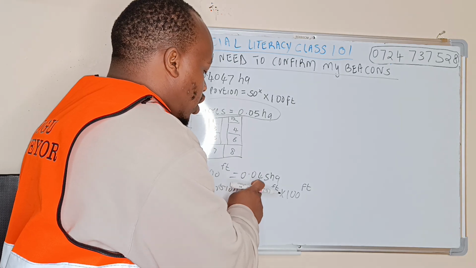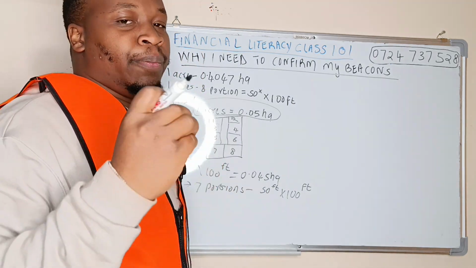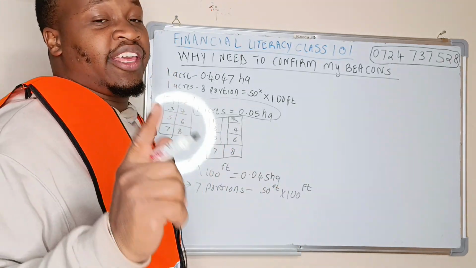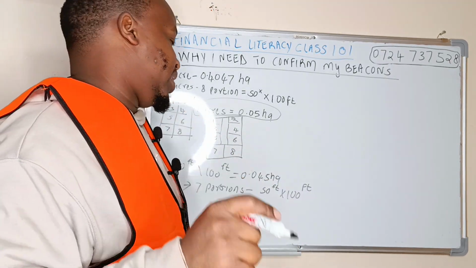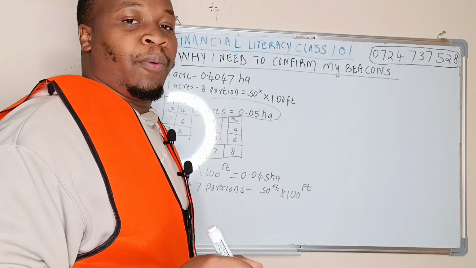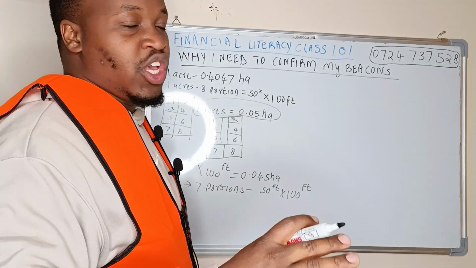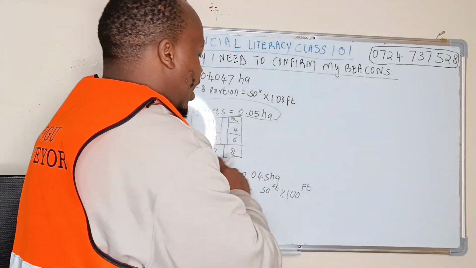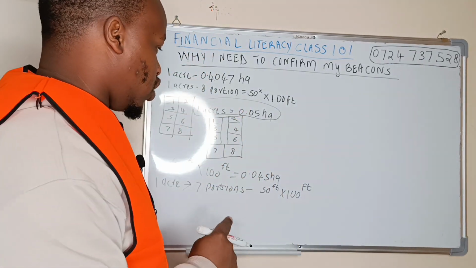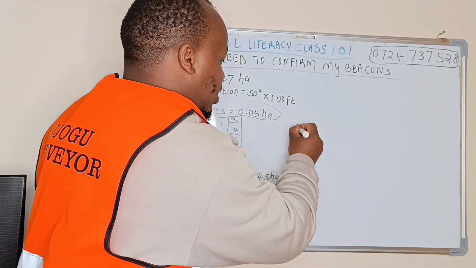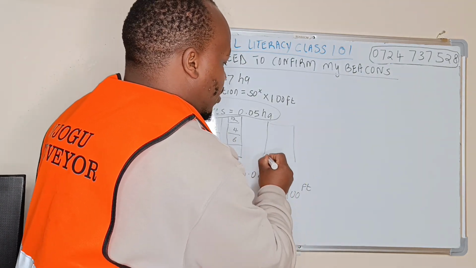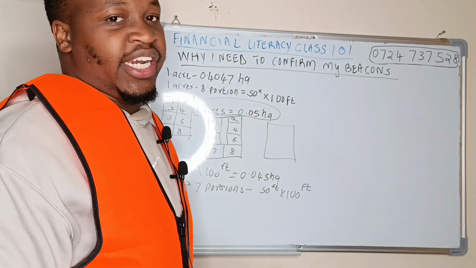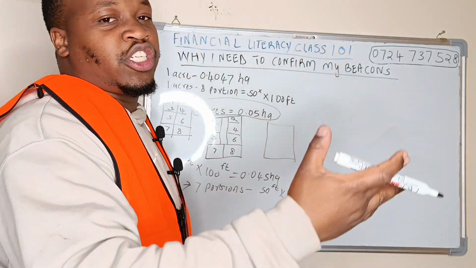For the 8th portion, it will not be full. The road we normally give is 9 meters. So for the 8th portion, we will remain with the space. So in every acre, once you subdivide, it will produce 7 portions. Every acre will be producing 7 portions. Once it produces 7 portions, the 8th portion will not be 50 by 100. It will be something like 40 by 30.